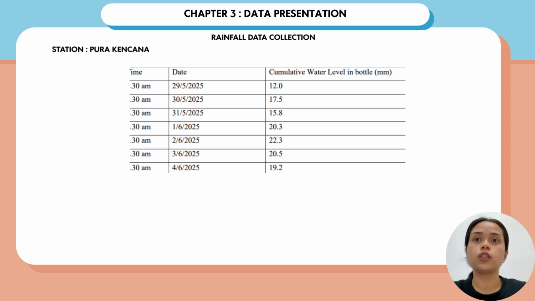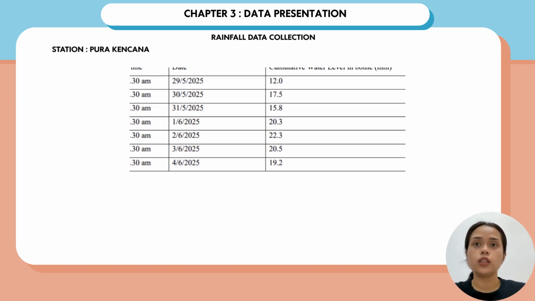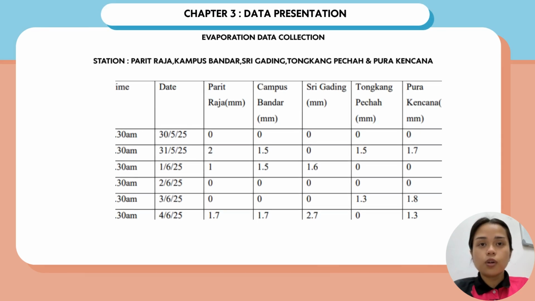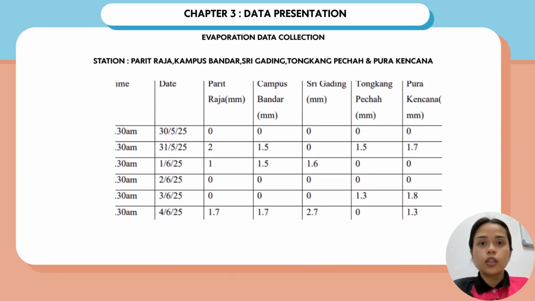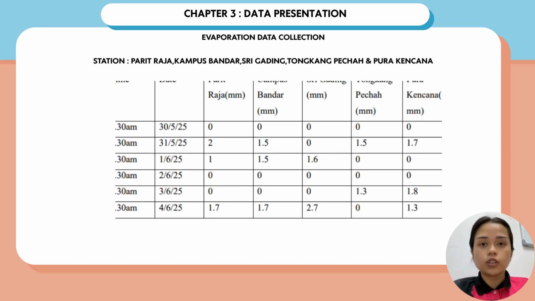Last but not least, for the last location for rainfall data collection, which is at Purakancana, the highest cumulative water level was on the 2nd of June, which is 22.3 mm. For evaporation data collection, in Peri Raja and Kampus Panda, it occurs on 31st of May, 1st of June, and 4th of June.